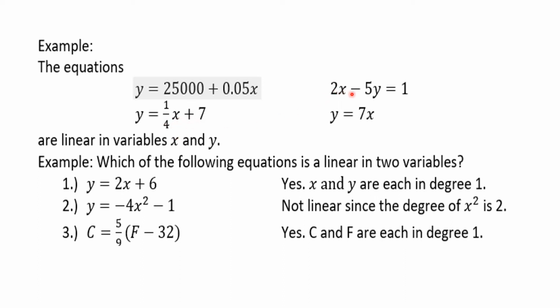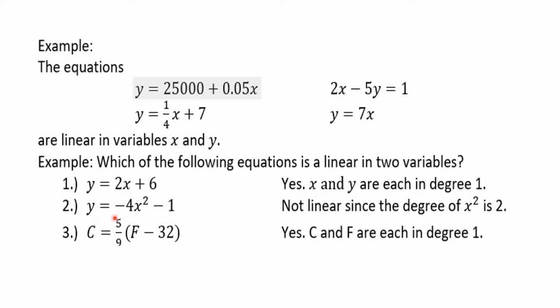Also, same here, 2x minus 5y equals 1, and y equals 7x are linear in variables x and y. Okay, so let's have another example. Which of the following equations is linear in two variables? Number 1, y equals 2x plus 6. Yes, x and y are each in degree 1. Since the variables y and x are in degree 1, therefore it is a linear equation in two variables.